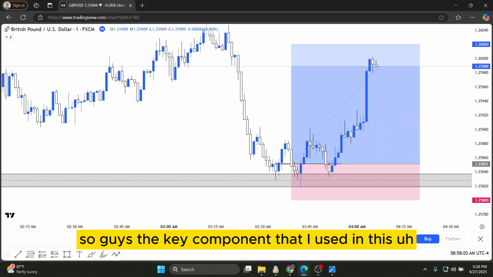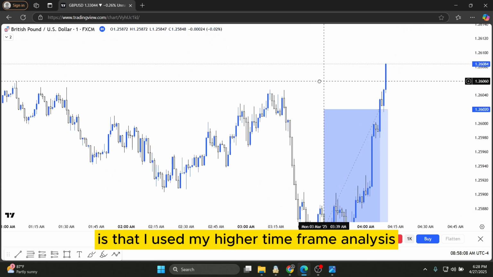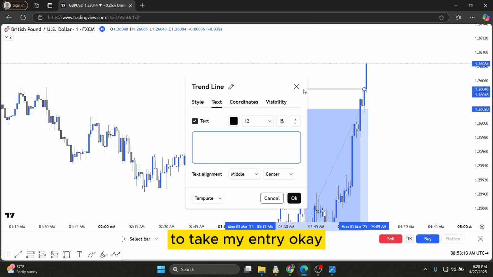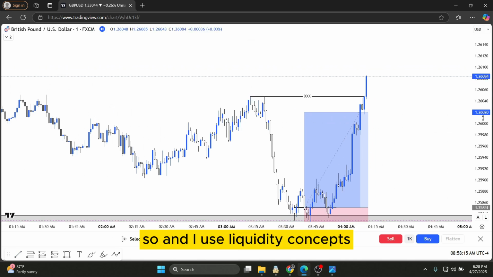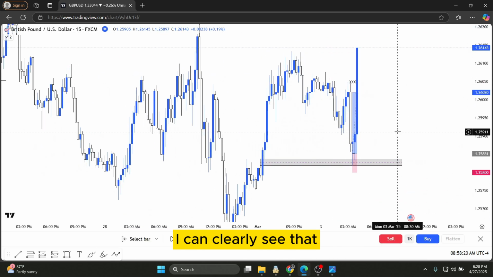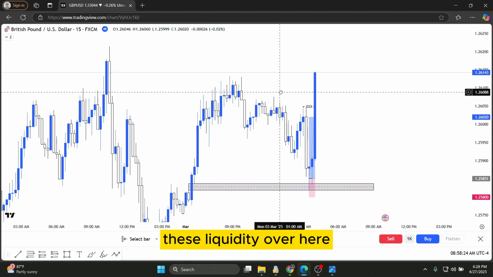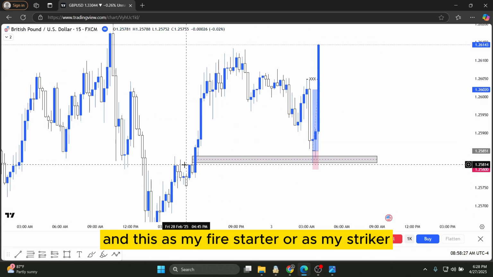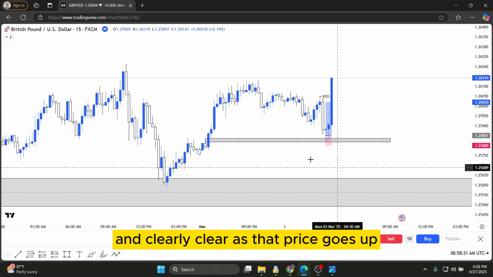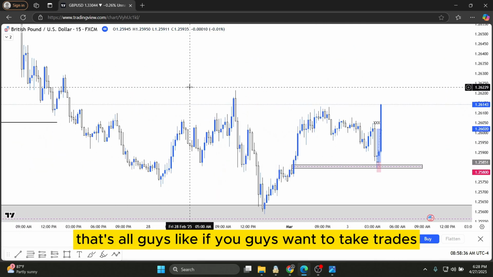So guys, the key component that I used in this strategy is my higher time frame analysis to take my entry. And I used liquidity concepts. If I go to the 50-minute time frame, I can clearly see that I targeted this liquidity over here, and this liquidity over here. So I consider this as my fire starter, or my value gap striker. And clear as that, price goes up. And yeah, that's all guys.